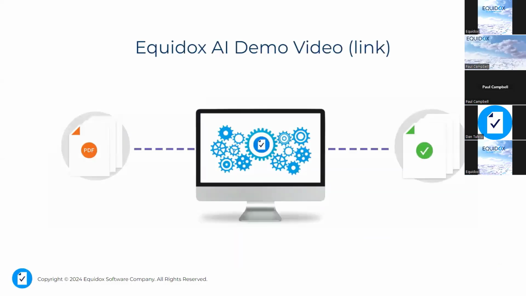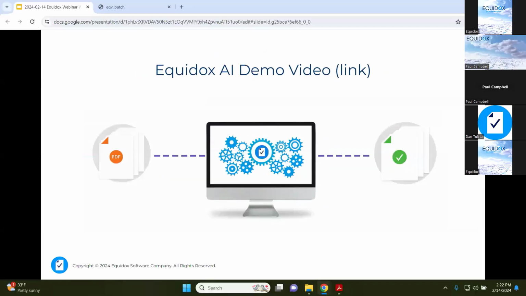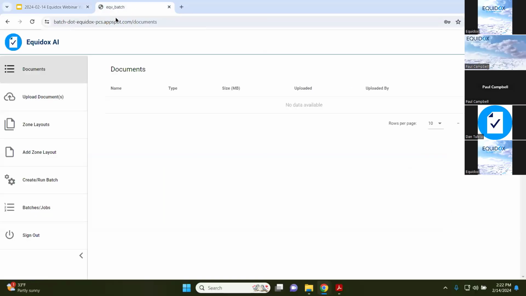Okay, so I'm going to jump out of the slide deck, and for anyone that wants to share this webinar later, there will be a video, of course, with our demo attached for this slide. But I'm going to jump into our actual Equidox batch interface. So what I'm going to do is demonstrate the fully automated remediation of a set of bank statements. So bank statements are a good candidate for Equidox AI technology because in general, they will follow a very similar formatting and structure, but the data within that structure will vary from version to version.